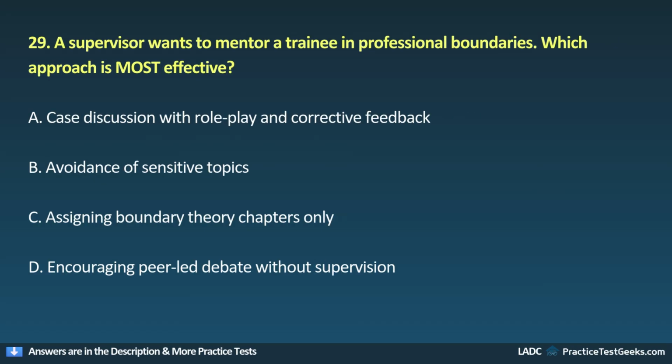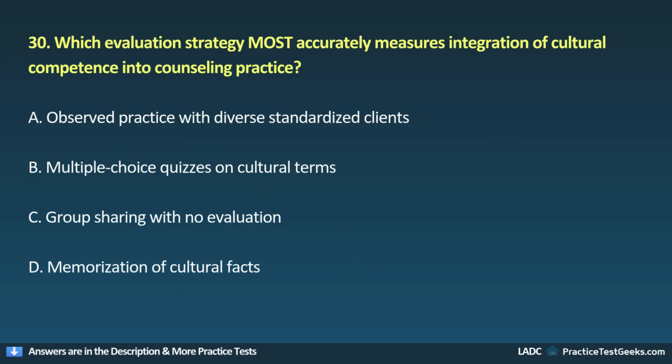29. A supervisor wants to mentor a trainee in professional boundaries. Which approach is most effective? A. Case discussion with role play and corrective feedback. B. Avoidance of sensitive topics. C. Assigning boundary theory chapters only. D. Encouraging peer-led debate without supervision.